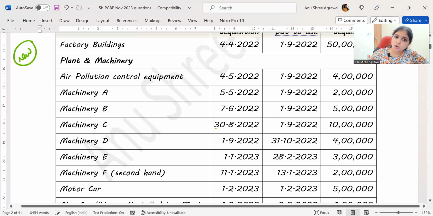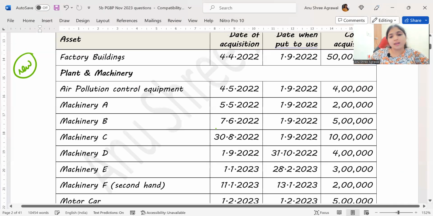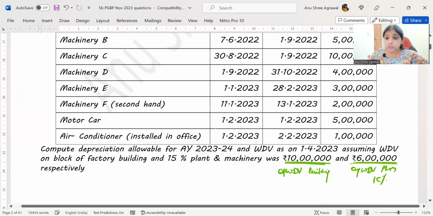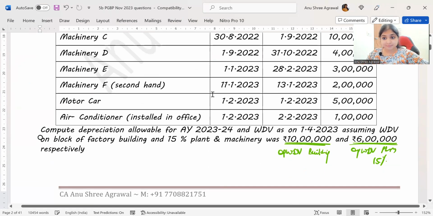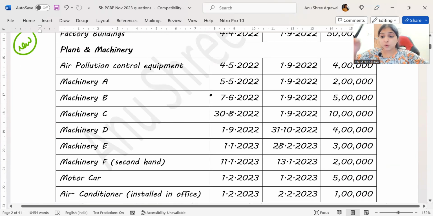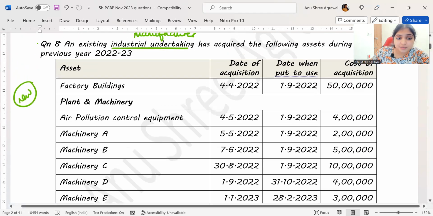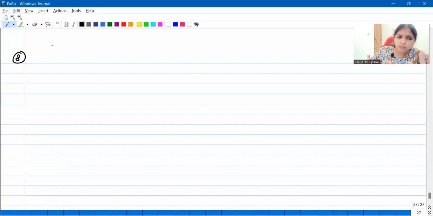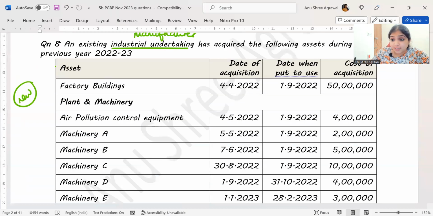Our usual block format we will follow and we will do the computation. One good thing in this question, there is no sale. So money payable and all, you will not have. You only have new assets which are purchased. Pure depreciation conceptual understanding. Okay, come on, let's begin. Answer to question number 8. Keep writing along with me. For sure, 100% you will understand. Do not worry. We'll take the assets block by block.